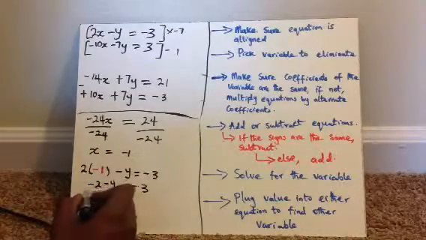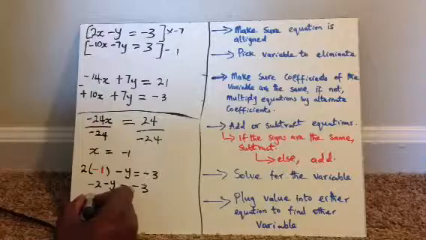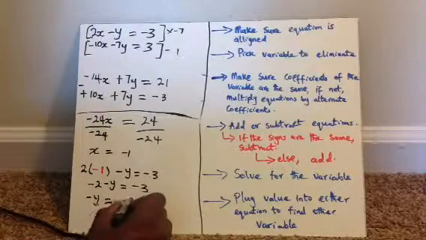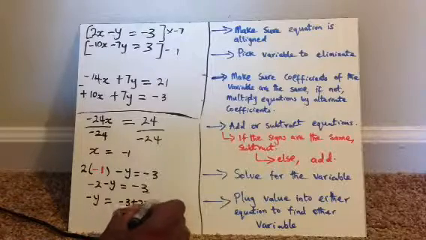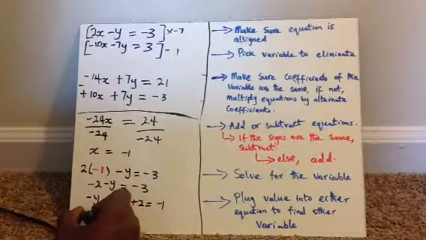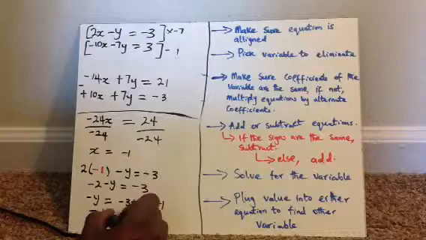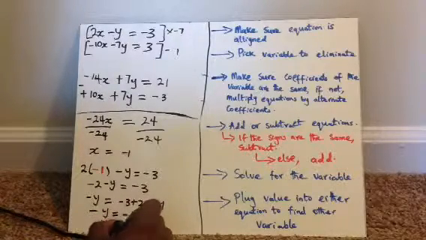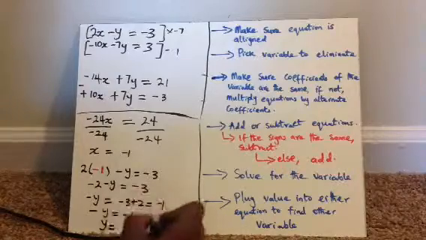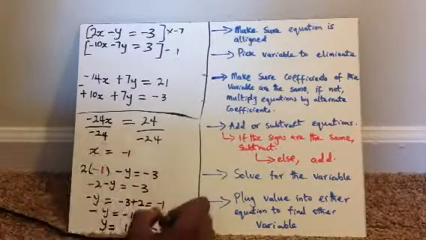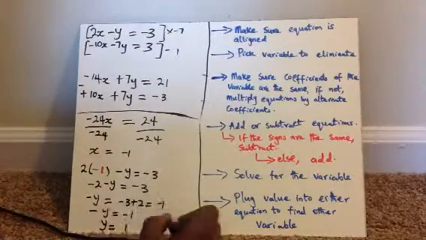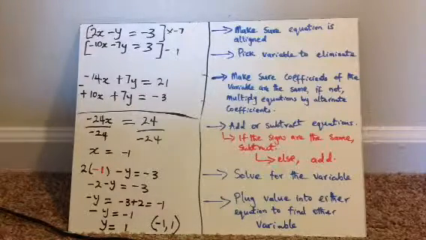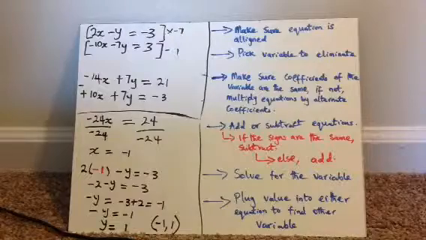So you add 2 to both sides. You have minus y equals minus 3 plus 2. That would be a minus 1. Since minus y equals minus 1, y will be equal to a positive 1. So now we have the solution of the system of equations: x is minus 1 and y is 1. And this is how you solve systems of equations using the elimination method.